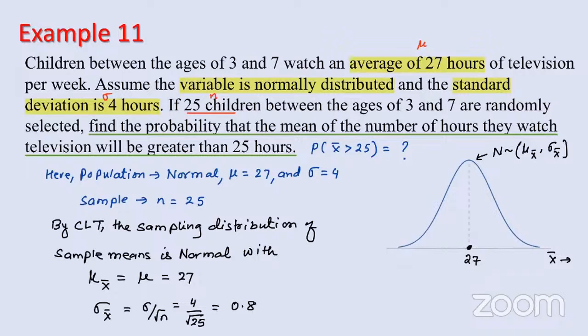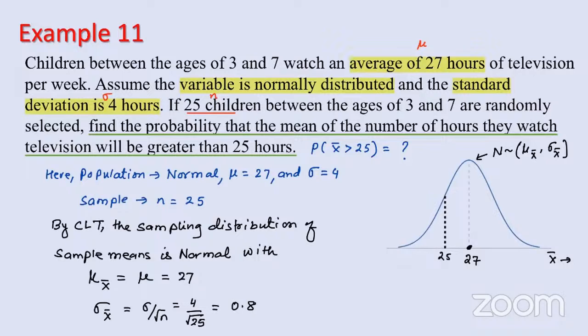Now tell me, because we have this 27 here, we are looking for the probability that x is greater than 25, right? 27 is here in the middle. Where is 25? Is it on the left of 27 or right of 27? On the left. So we show 25 on the left of 27. Okay, there we go. 25.